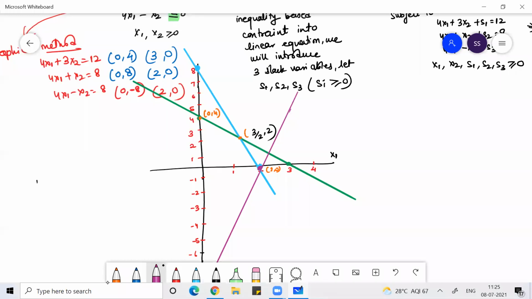Now if you see this, the region common between them would be your region, because you want all the greater than equal to signs, right? So this would be a feasible region. This is 0 comma 0. This is A, this is B, this is C, this is D.